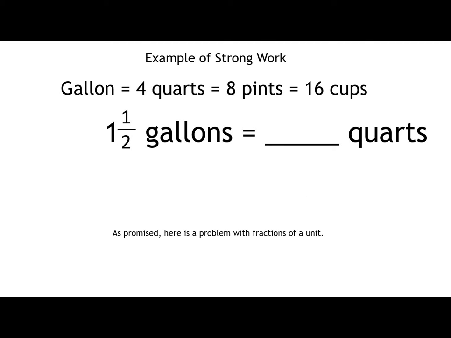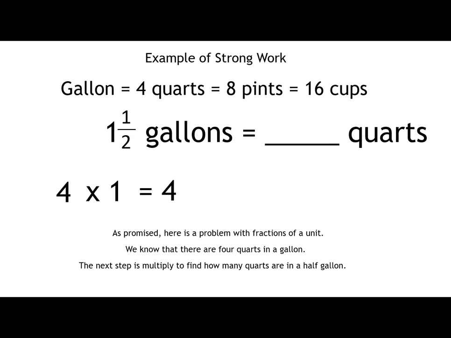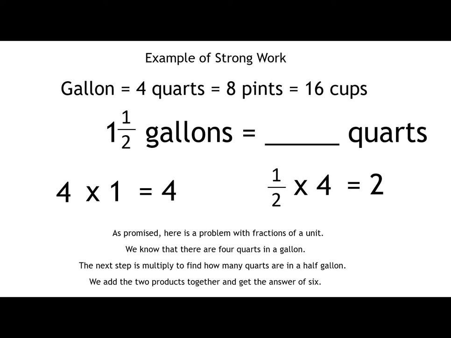As promised, here is a problem with fractions of a unit. We know that there are 4 quarts in a gallon. The next step is to multiply to find out how many quarts are in a half gallon. We add the two products together and get the answer of 6.